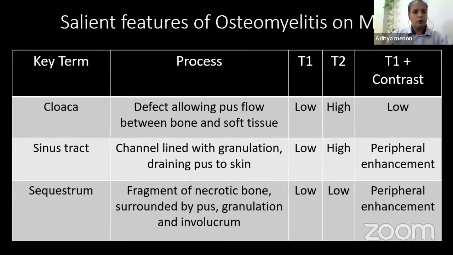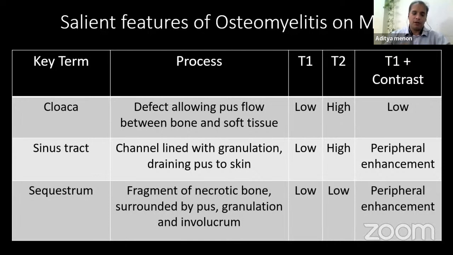Looking at the other aspects of osteomyelitis, cloaca, what is cloaca? It's a defect that allows pus to flow between bone and soft tissue. It's low on T1 because it's abnormal. It's high on T2 and low on T1. Why? Because it's just a tract. There's no lining. It's just a defect in the bone. So it's low on T1.